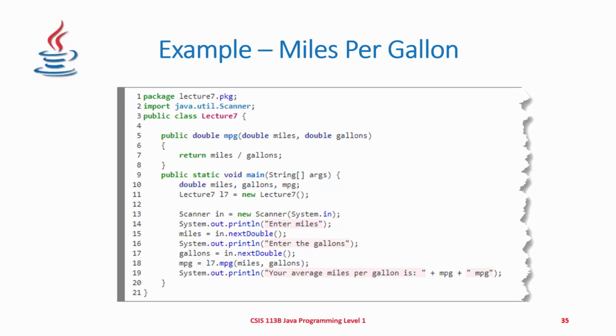Then on line 19, we're just outputting the results of running that method with the text that says your average miles per gallon is, then concatenating the actual value of mpg and adding the string mpg after that value.